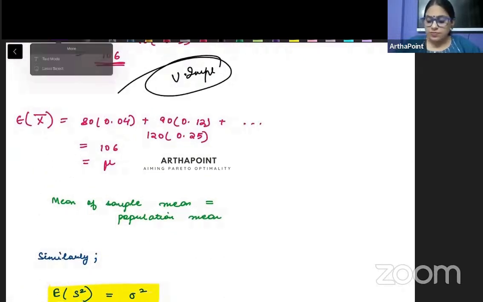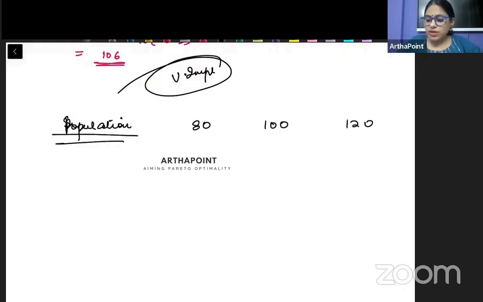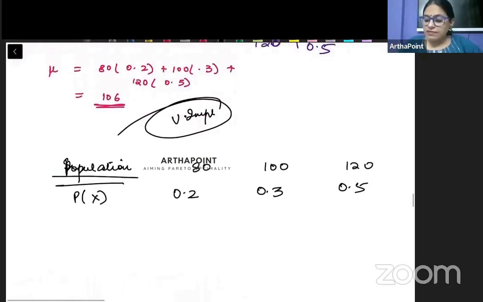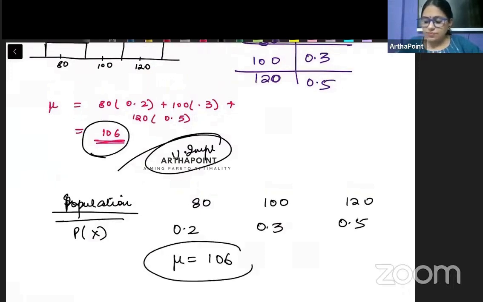Try to see this thing better. So, हमने क्या किया ना? हमने बोला we have a population at hand. The population had three things. Either my revenue could be 80 or 100 or 120. And we were given the corresponding probability 0.2, 0.3, 0.5. हमें population के बारे में पता था. And then we found out that the mean of the population is 106.